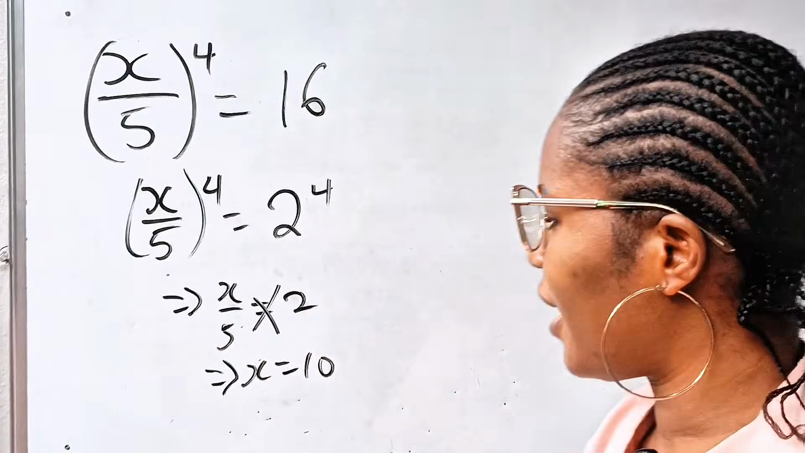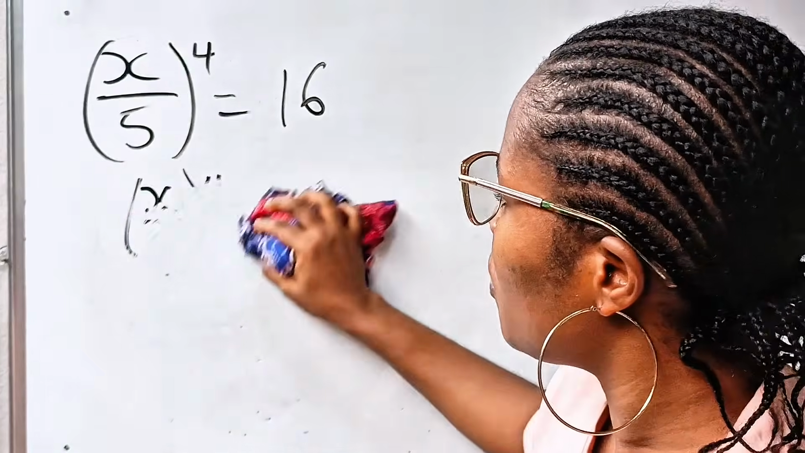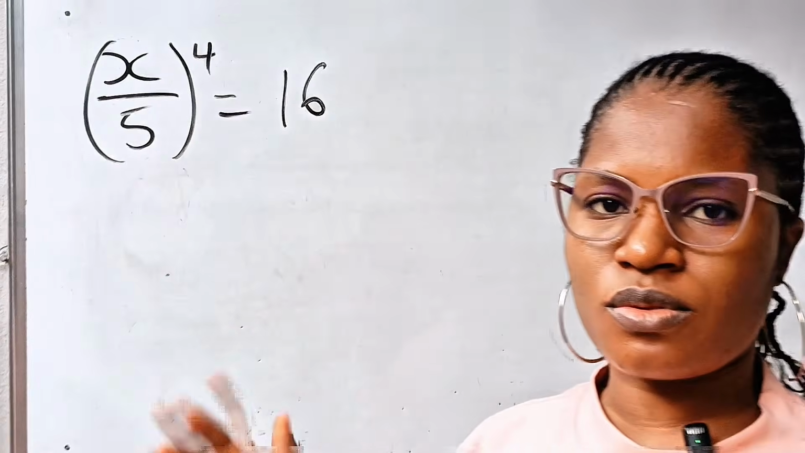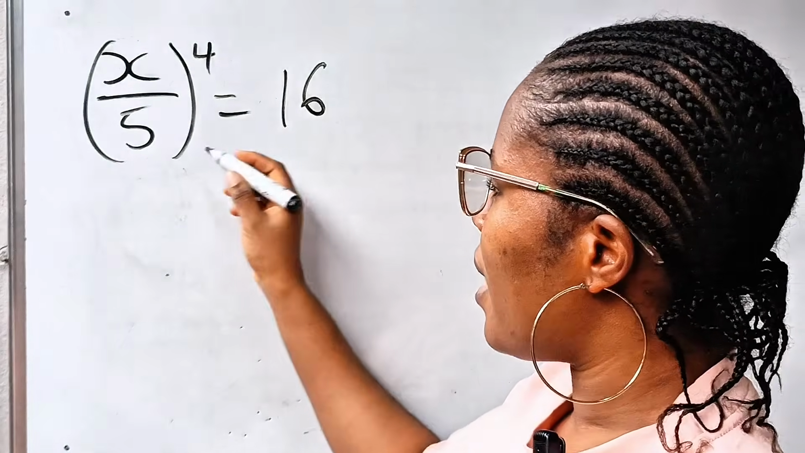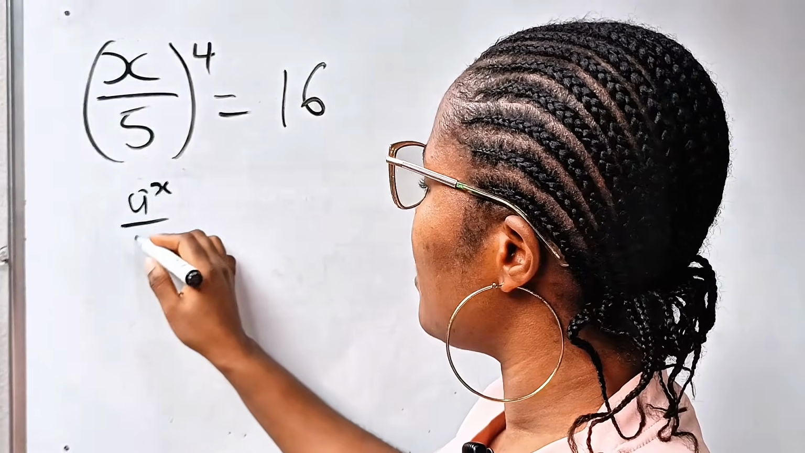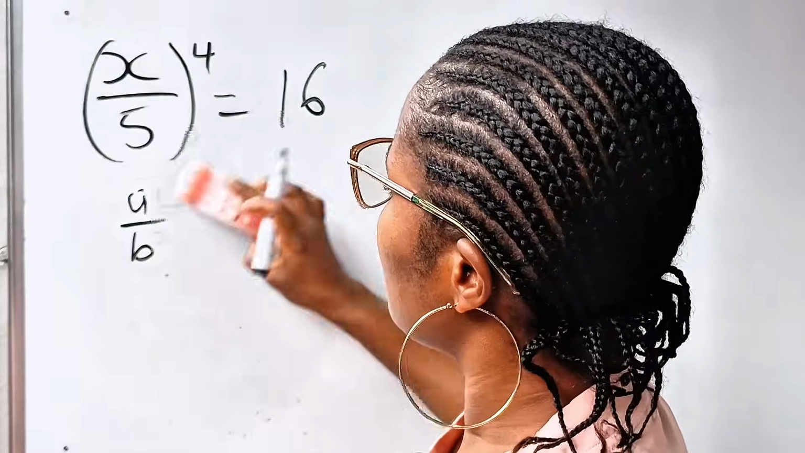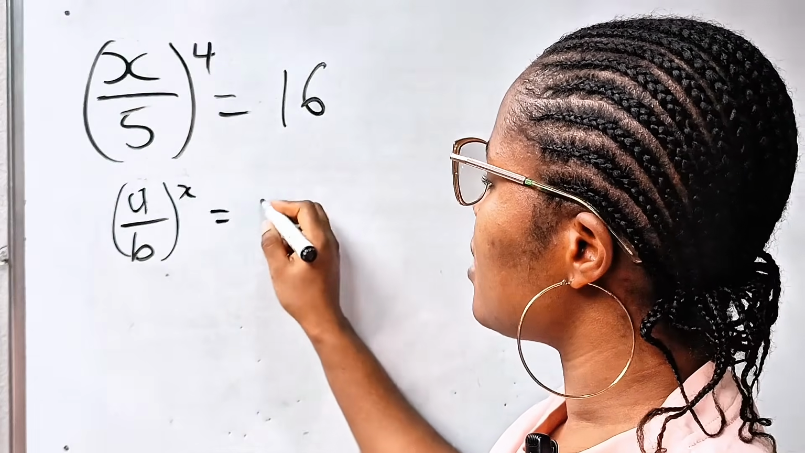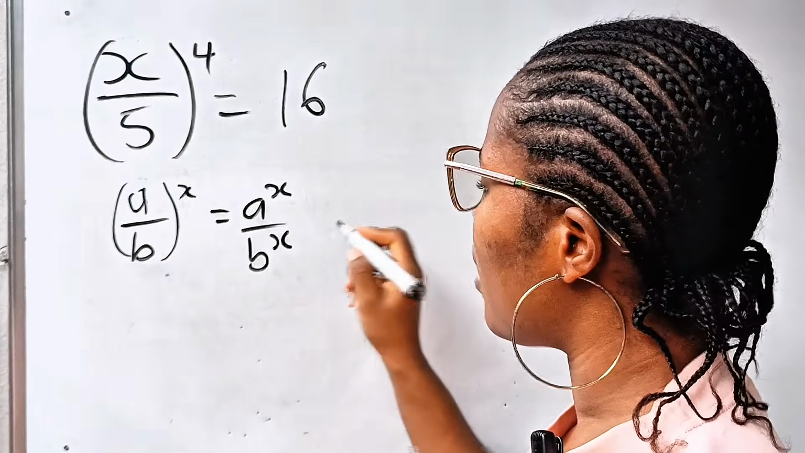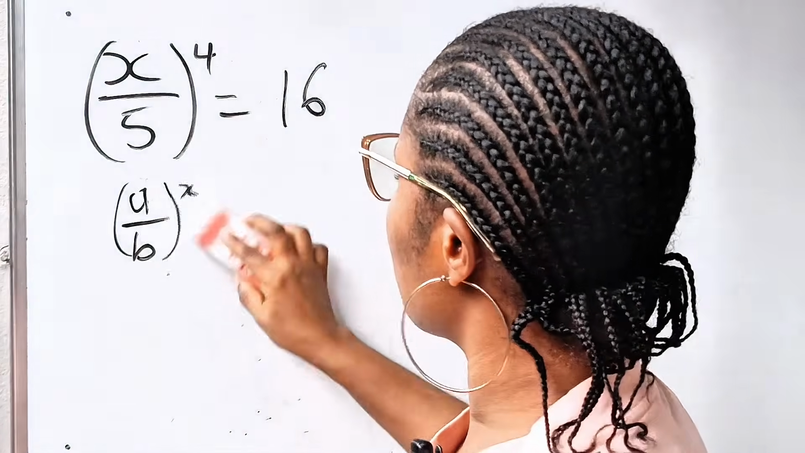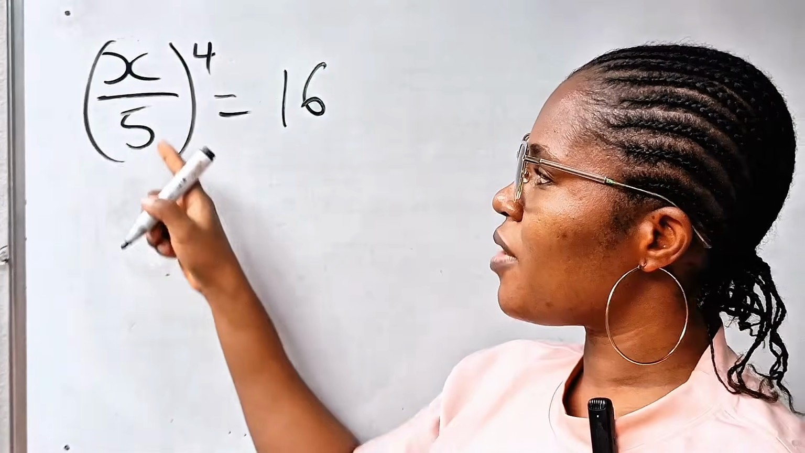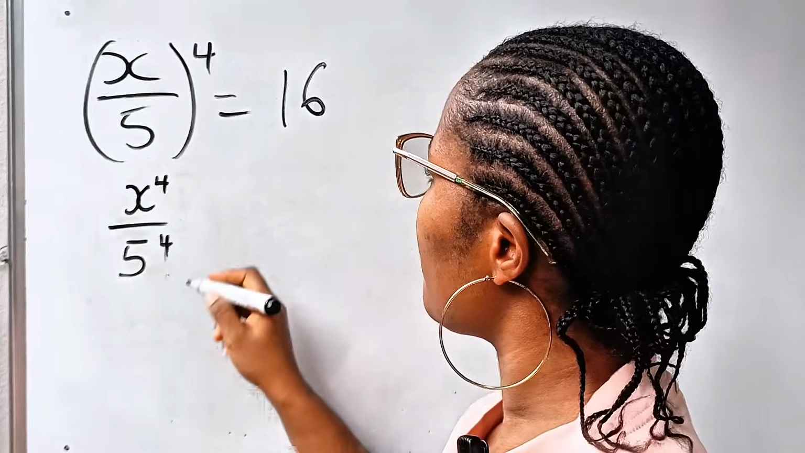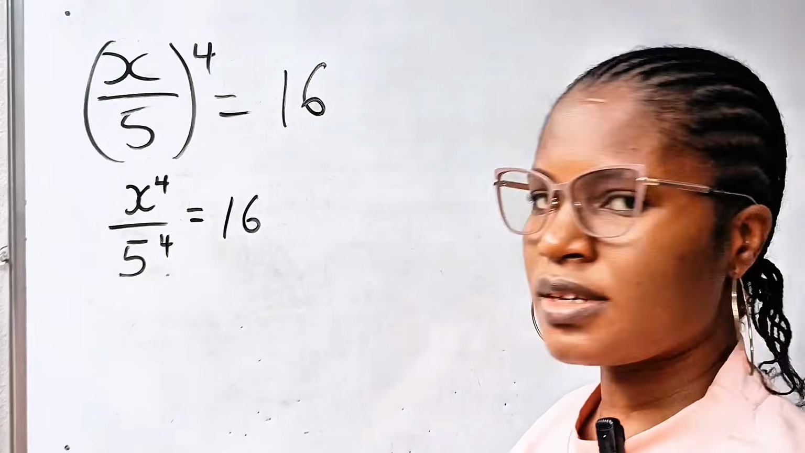The essence of this video is to show us how to get the other values of x. Now let's start. Instead of doing this, which will make me get only one value of x, I'll follow this route rather. Remember that (a/b)^x is the same as a^x divided by b^x, which means that I can write this as x^4 divided by 5^4 is equal to 16.